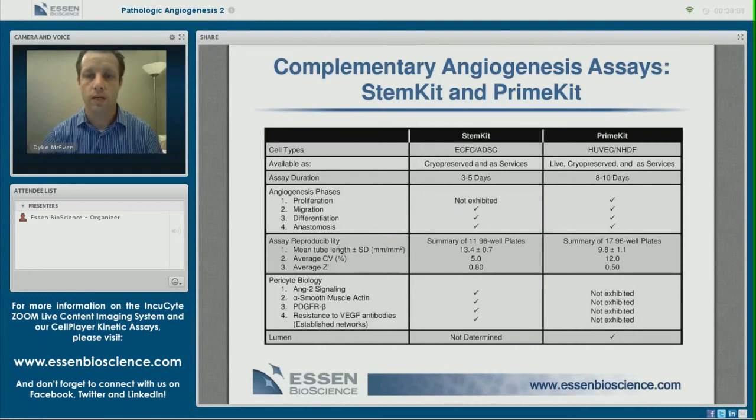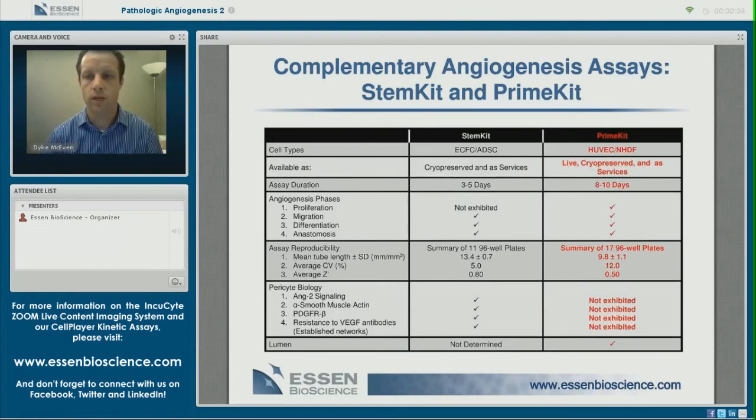Further, with the STEM kit, we've found that the ADSCs, and I'll show you data in a bit, do differentiate into a pericyte-like phenotype and express pericyte markers such as alpha smooth muscle actin and PDGFR-beta, and can be used to study resistance to large biologics such as VEGF antibodies. Finally, the prime kit we've shown does have lumen formation. We've shown this by transmission electron microscopy. We have yet to determine that for the STEM kit.